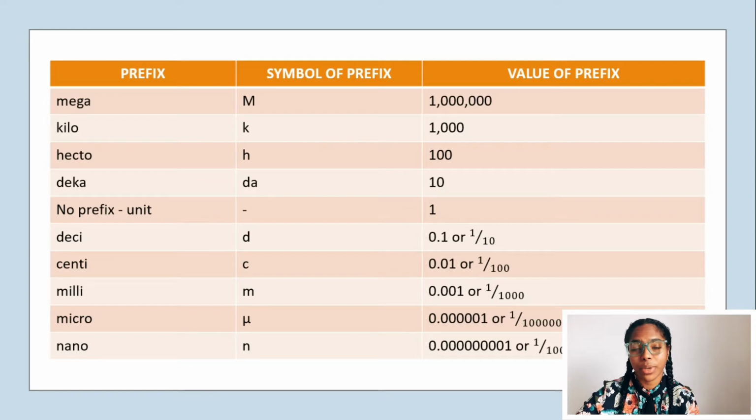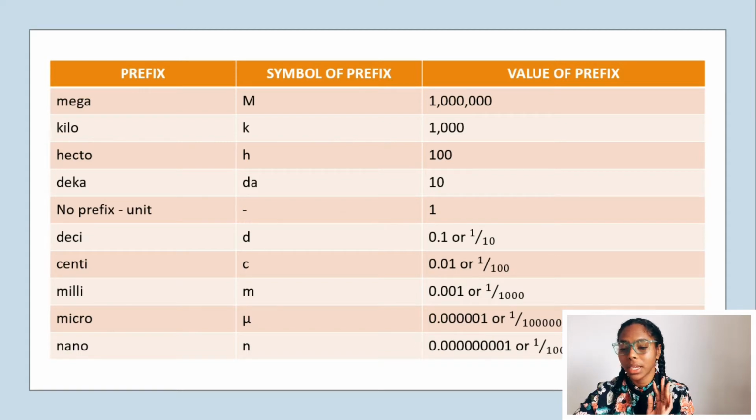The first one we have here is mega. Mega is written or represented by a capital M. Now notice that mega is the only one in these here that an uppercase letter is used. So capital M. Be mindful of that because if you look lower down, you see a lowercase m, and we don't want confusion and wondering what unit it is. So one is uppercase and one is lowercase. The value of mega is 1 million.